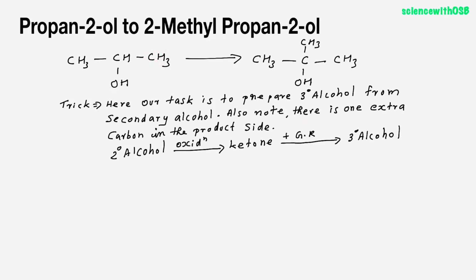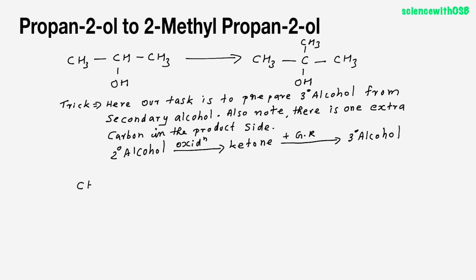Also note, there is one extra carbon on the product side. If you check the reactant side, you can see 3 carbons, 1, 2, 3. And here how many? 1, 2, 3, 4. Correct? So this will be our flow chart. Secondary alcohol you have to convert to ketone. And you know, if you add a Grignard reagent to a ketone, you will get a tertiary alcohol, right?